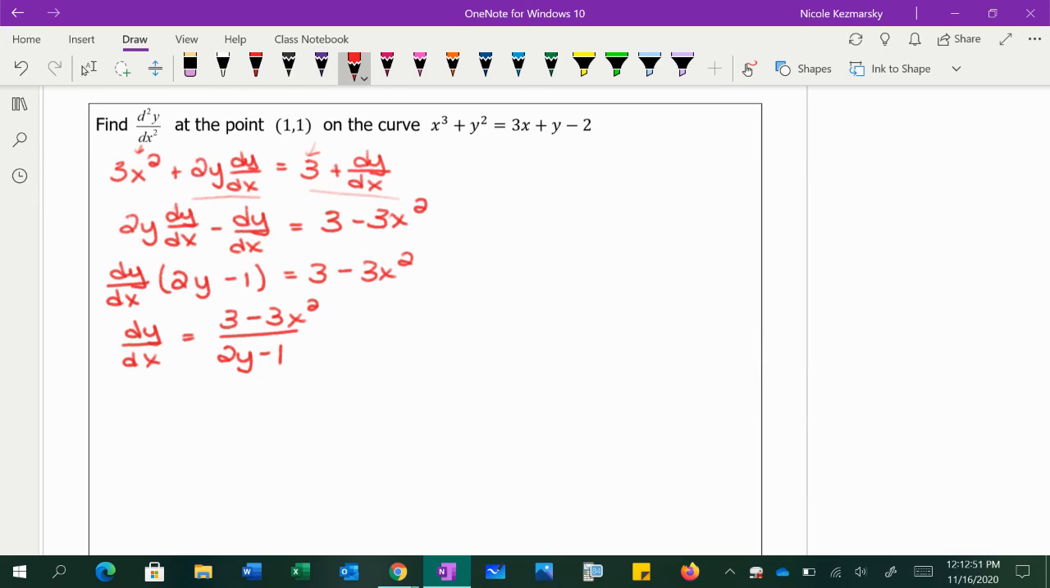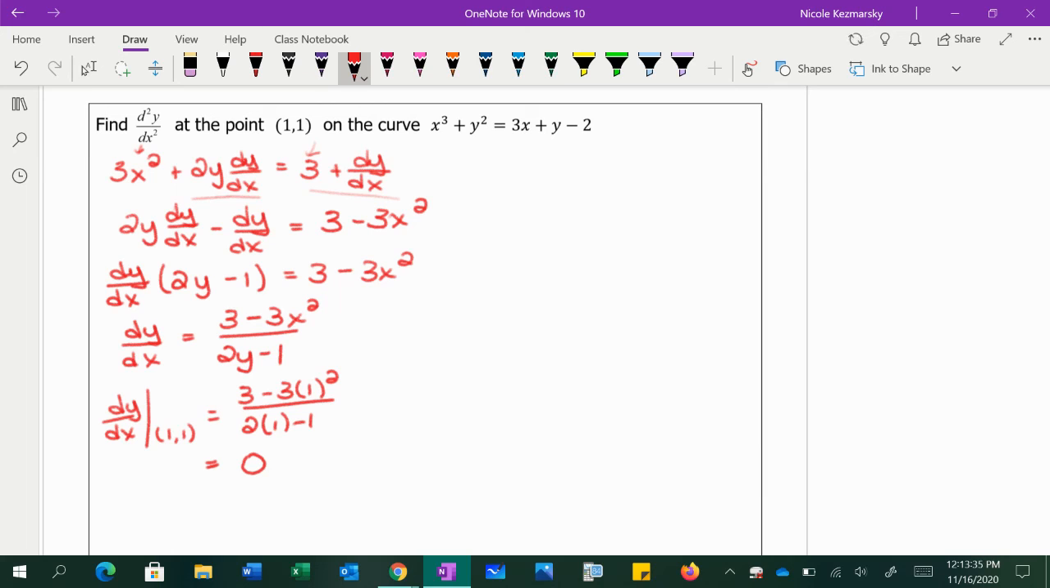Now remember from the previous problem, we had a dy/dx in our second derivative that we had to replace. The same thing is going to happen here. So before I move on and do my second derivative, I'm going to actually find the value of my first derivative, dy/dx, at the point I was given, (1, 1). So I'm going to do 3 minus 3 times 1 squared over 2 times 1 minus 1. So let's see what we got. That's going to give me 3 minus 3, which is 0, over 1, which gets me 0, which is kind of a nice value to have in these problems.